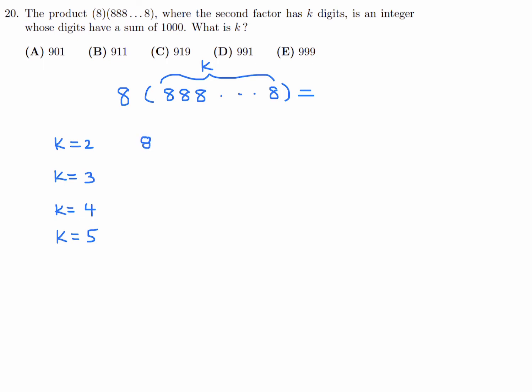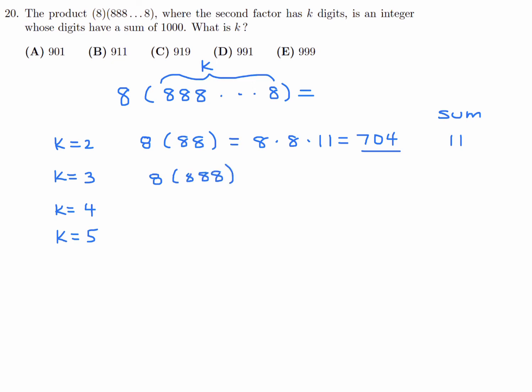Okay, when k is 2, I just have this scenario, 8 times 88. And 8 times 88 is 8 times 8 times 11. And that is equal to 704. Now I have to figure out the sum of the digits of this number, and it's 11. Okay, too early to figure out a pattern, but let's keep going.